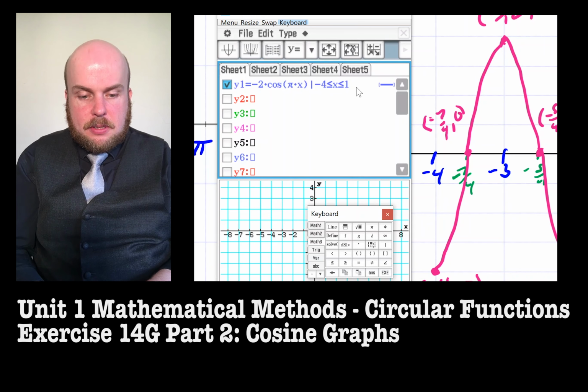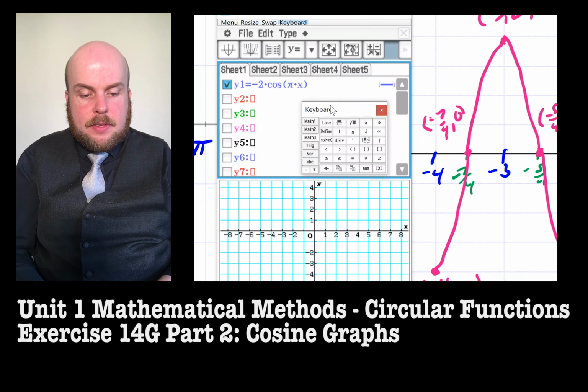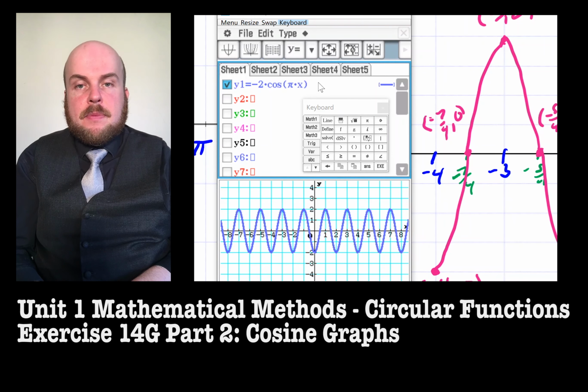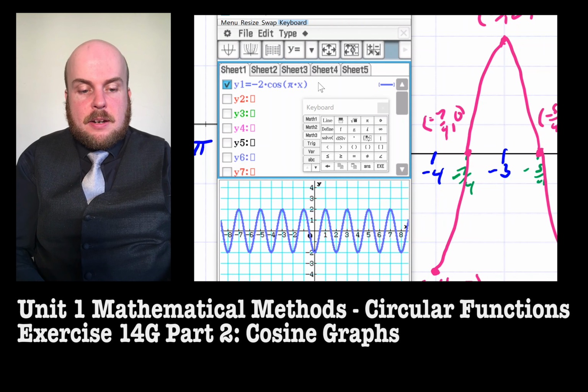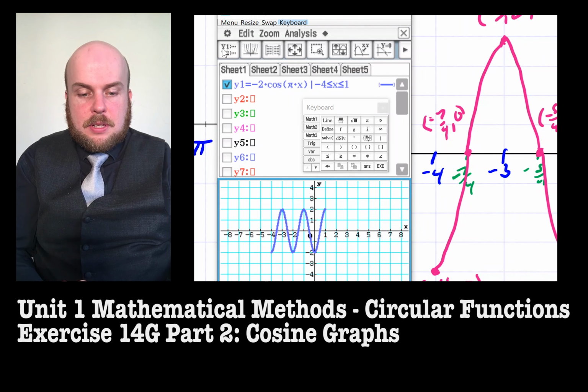Why is this important? If I get rid of it for a second and sketch this graph, as you can see, it just goes on forever. Whilst that can be a little bit useful, we just want to see what our one looks like. So there's our restriction. We'll put that in there, and there we go. We've got our graph as it should look.